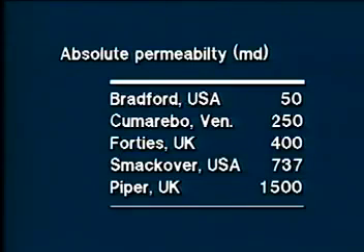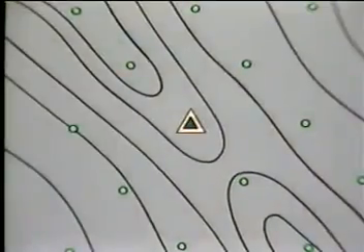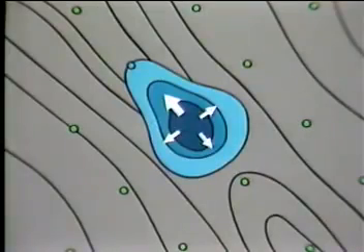Average values of the absolute permeability in millidarcies from several reservoirs are shown here. The engineer needs to know the distribution of permeability in a reservoir, so that in response to the production of fluids in some wells and perhaps the injection of fluids in others, he can predict both the direction in which the fluids will move and their relative flow rate.